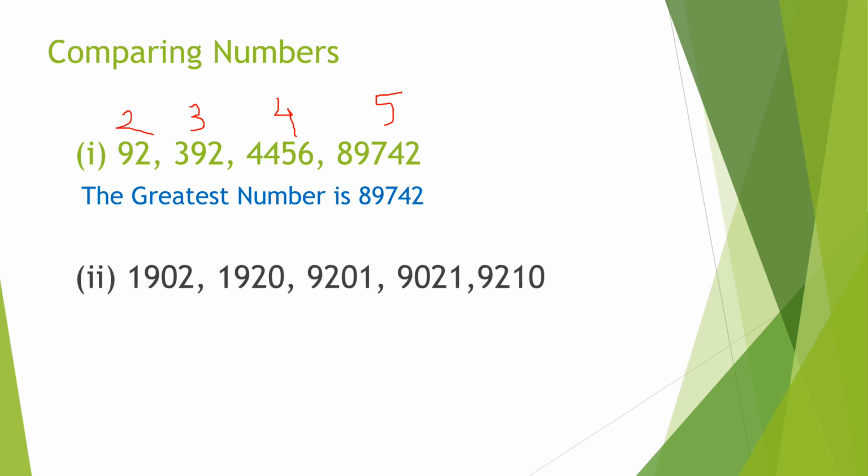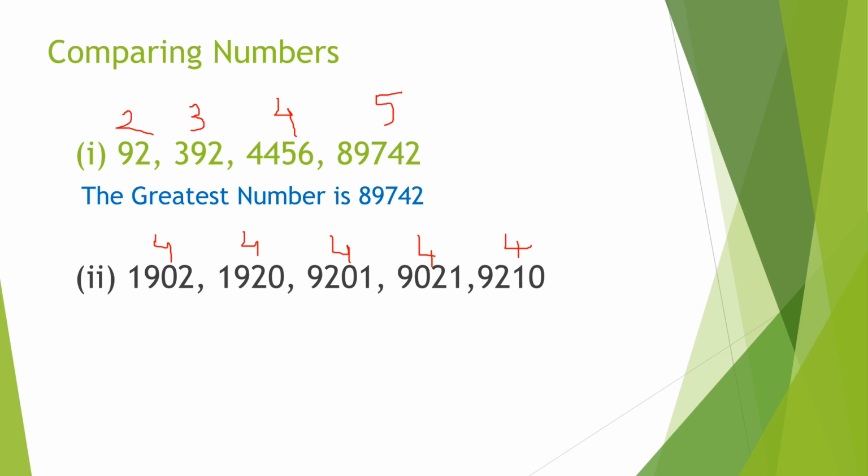Then see the next question. We have given 5 numbers: 1902, 1920, 9201, 9021, 9210. In this case, how many digits are there in each of these numbers? See, here we have 4 digits. The next number also, there are 4 digits. Here also 4 digits. So, all the numbers contain 4 digits.